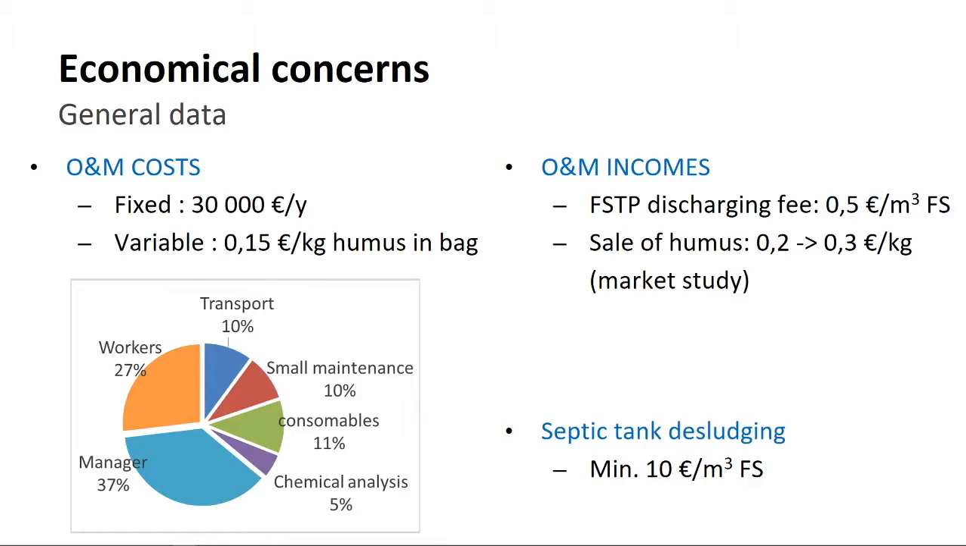Regarding the cost, because the cost is really interesting. Just to give you an idea, the cost of desludging in Vientiane is 10 euro per cubic meter. Currently, the discharge fee is only 5%. And we know, based on the market study, that the price for selling the humus will be between 0.2 and 0.3 per kilogram. So based on that, we can see where we are from the profitability and from the balance.